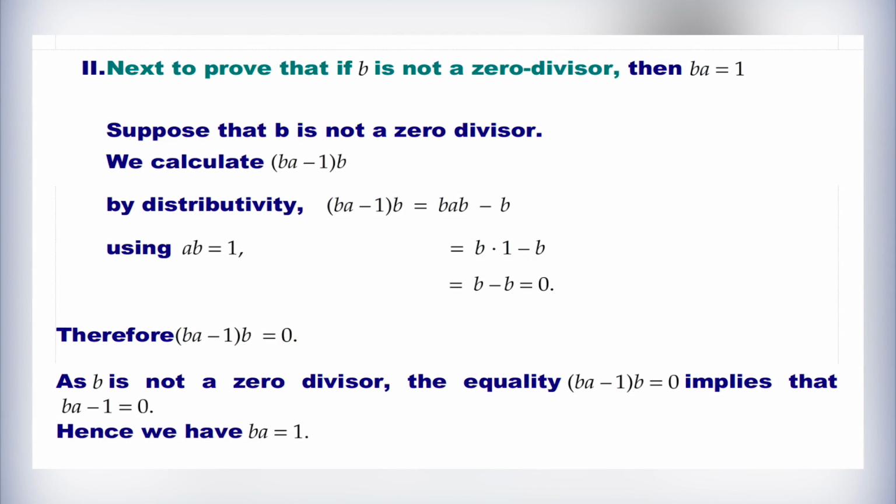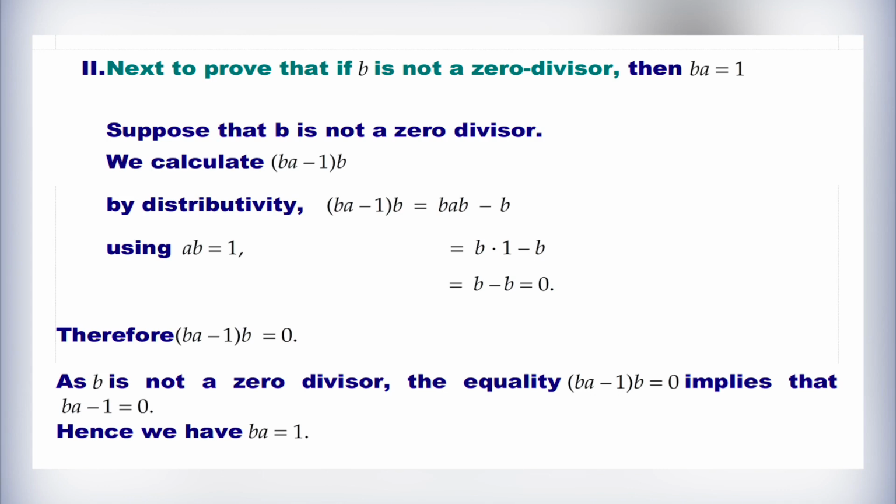Next, to prove that if B is not a zero divisor, then BA equals 1. Suppose that B is not a zero divisor. We calculate (BA minus 1) times B. By distributivity, (BA minus 1)B can be written as BAB minus B. Using AB equal to 1, it can be written as B into 1 minus B, that is equal to B minus B equal to 0.